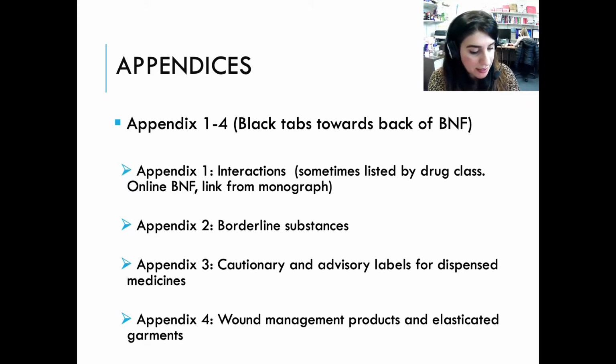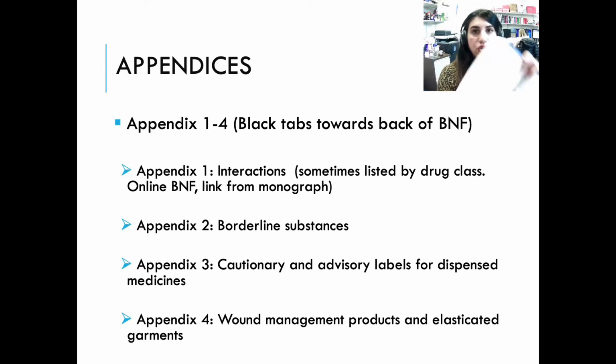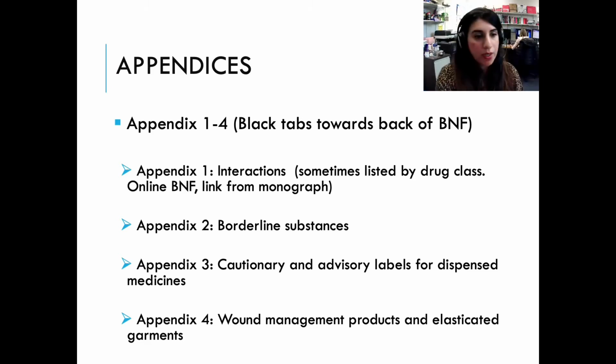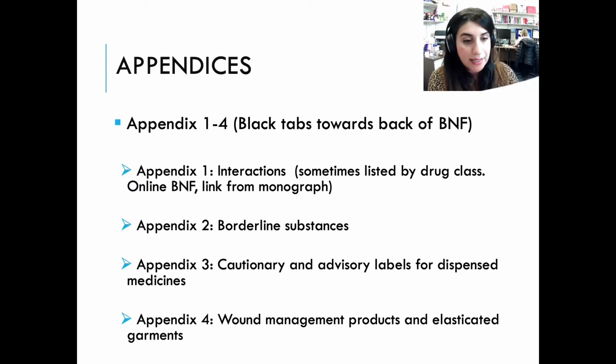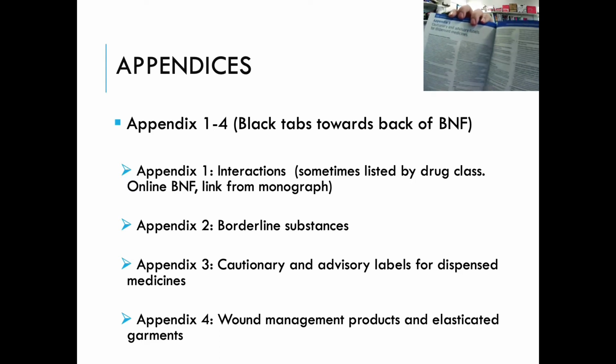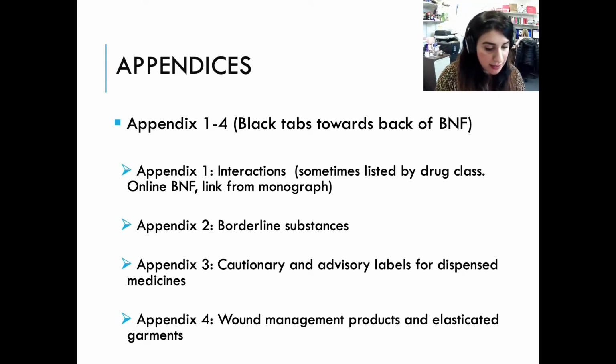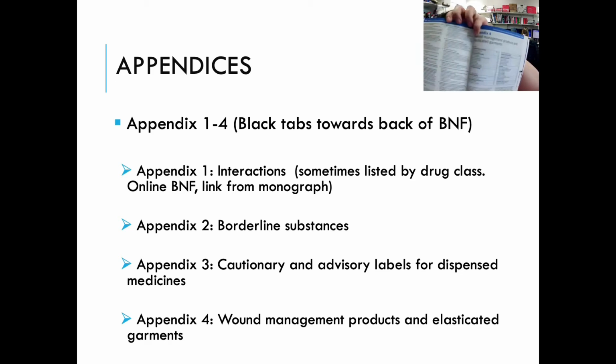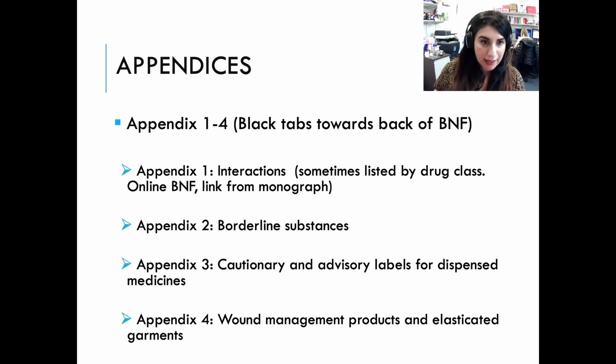The first appendix is for interactions, so drug to drug interactions or drug to food interactions. Appendix 2 is related to borderline substances, and we'll go on to what that means in a second. Appendix 3 is related to cautionary and advisory labels for dispensed medicines. Again, we'll go on to that in a moment. And Appendix 4 is the wound management products and elasticated garments. So we'll go on to that again in a second.